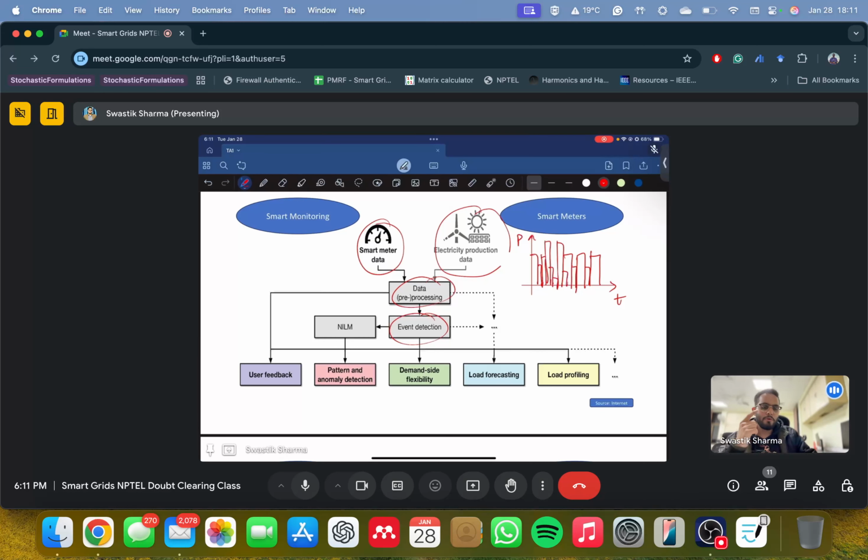So what is non-intrusive load monitoring? Without knowing what appliances you were using, without having connected them to a separate meter, you can detect their usage by just looking at the smart meter data. Just one meter which can tell you everything about your appliances. Now that's scary and that's wonderful as well.